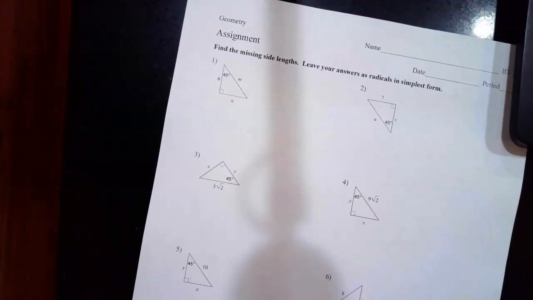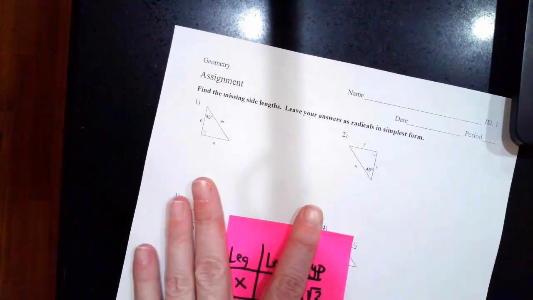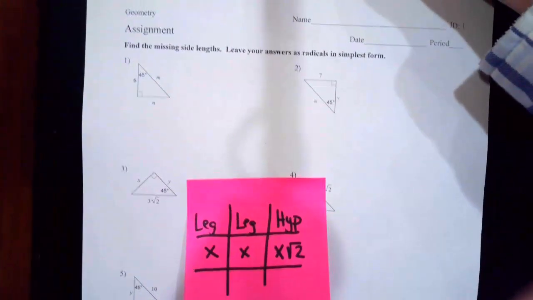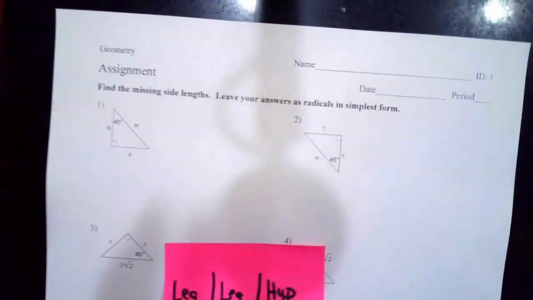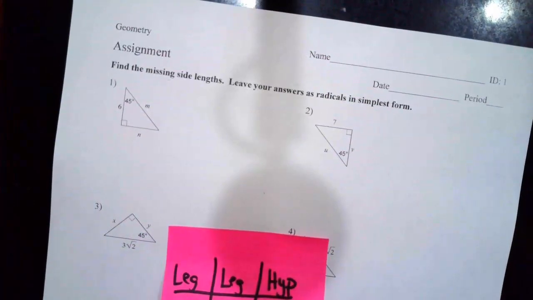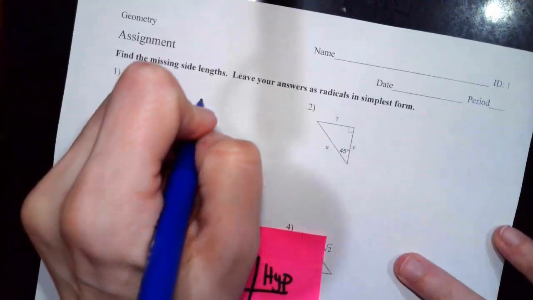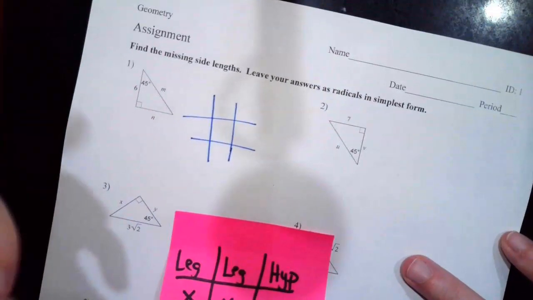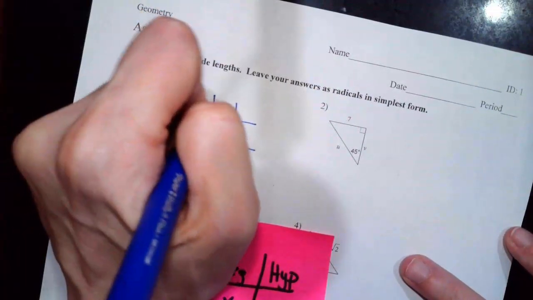All right, so let's look at a couple of these blank ones that I printed out here for you guys. I'll have my little chart sitting here in case we need it. Hope you guys can see this okay. The first two here, I gave you one of the legs. So if we draw our little chart, the legs are always going to be the same as each other because this is a 45, 45, 90.